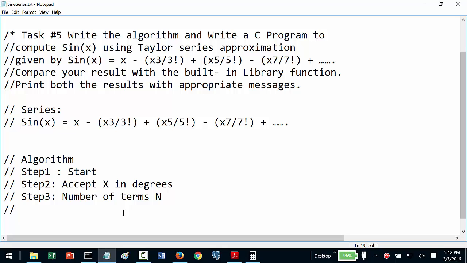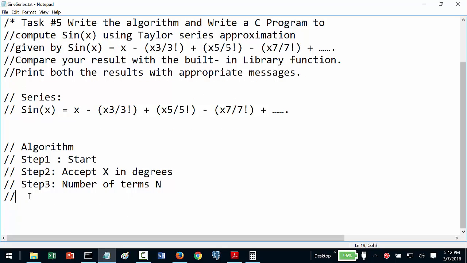So what I will do is start initializing. Before that, step 4: my x will be equal to x into pi, which is 3.1415932 to be precise, by 180. So that is my x, right? Then my step 5 will be sum equal to x.